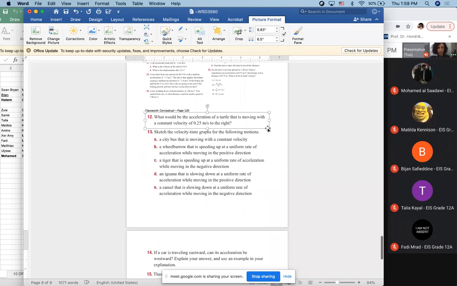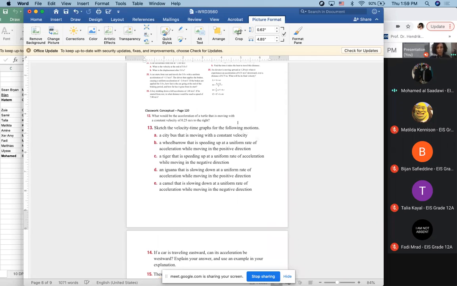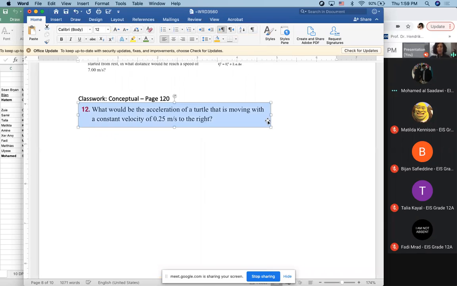All right, so I'm going to ask Hamad. Hamad did not take any turn today. Yeah, I'm here. Okay, I know you're here. All right, let's try to do number 12. Can you read it, please? What would be the acceleration of the turtle that's moving with a constant velocity of 0.25 m/s to the right? What do you think? I love those questions. They want to know the acceleration of a turtle that is moving with a constant velocity of 0.25 meters per second. So we need to find the acceleration.